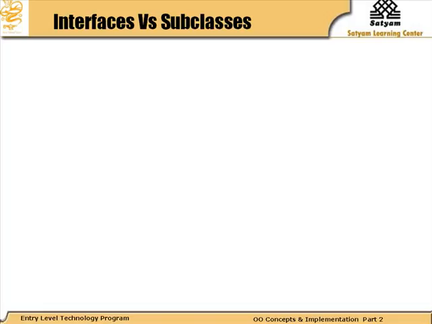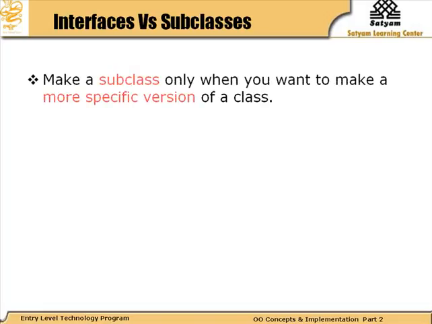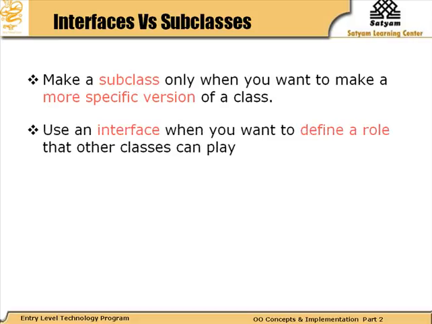On the other hand, inheritance is used for providing a generic and specific behavior implementations of a given class tree. Make a subclass only when you want to make a more specific version of a class. Use an interface when you want to define a role that other classes can play.